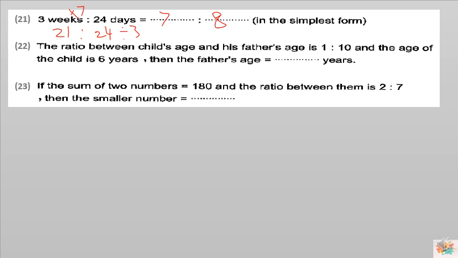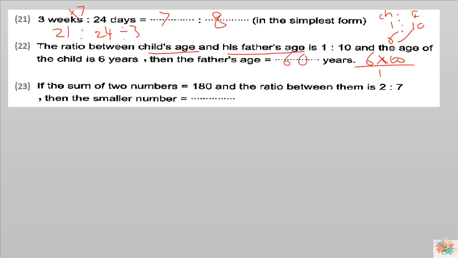Number 22. The ratio between a child's age and his father's age is 1 to 10. So the child to his father is 1 to 10. The age of the child is 6. So the father will be what? So we'll make 6 by 10 divided by 1. So it will be 60.